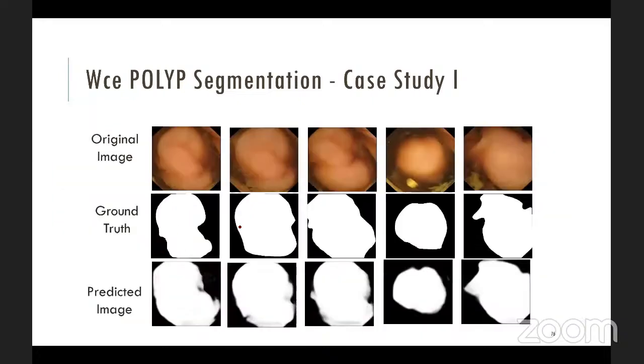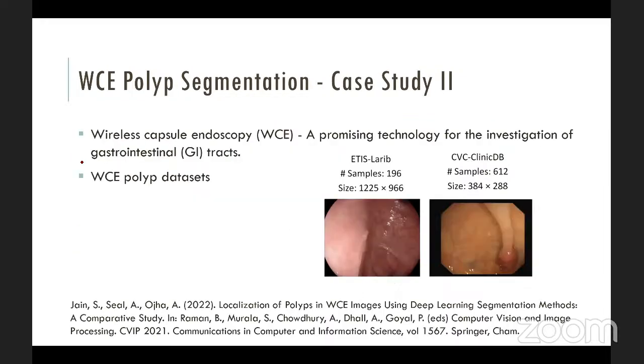Here these are all your original images, these are your ground truth, and this is your predicted output. Between these two we can calculate results like the dice coefficient and the other metrics I told you about. Now, this is another work, by Samir only.